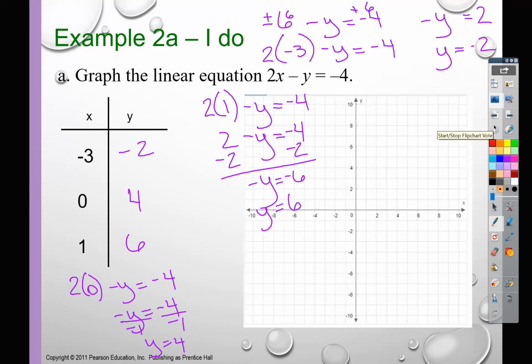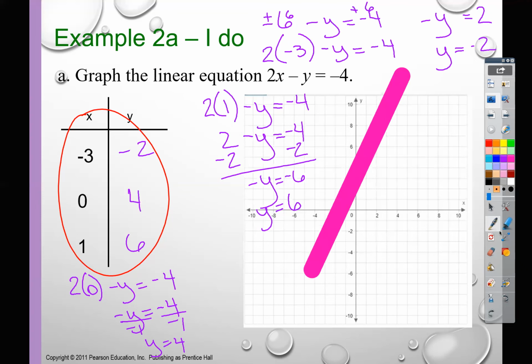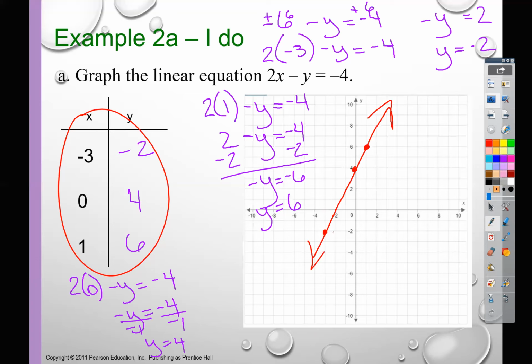Now what you're going to do is plot all of these points, okay? So we're going to go -3, -2, 0, 4, and 1, 6. And then you're going to get a line. Okay, and then you're going to plot it, and it's going to be a straight line. All right, so we're just going to draw a straight line through that, and that would be our answer.